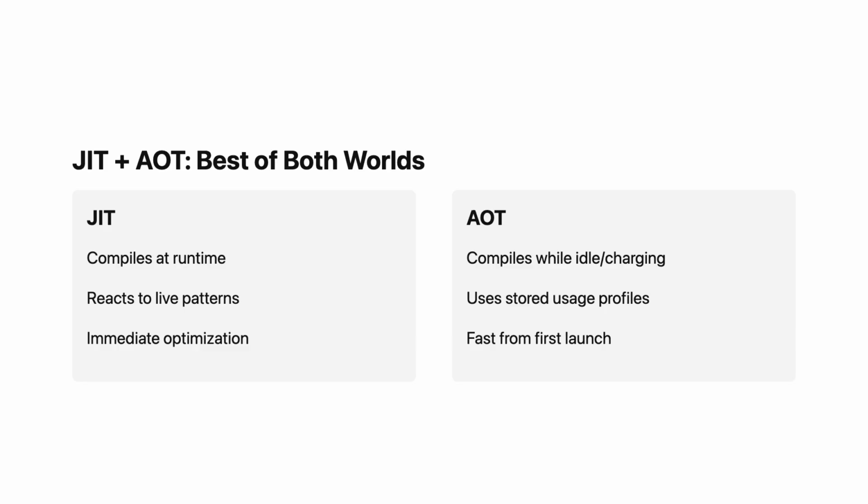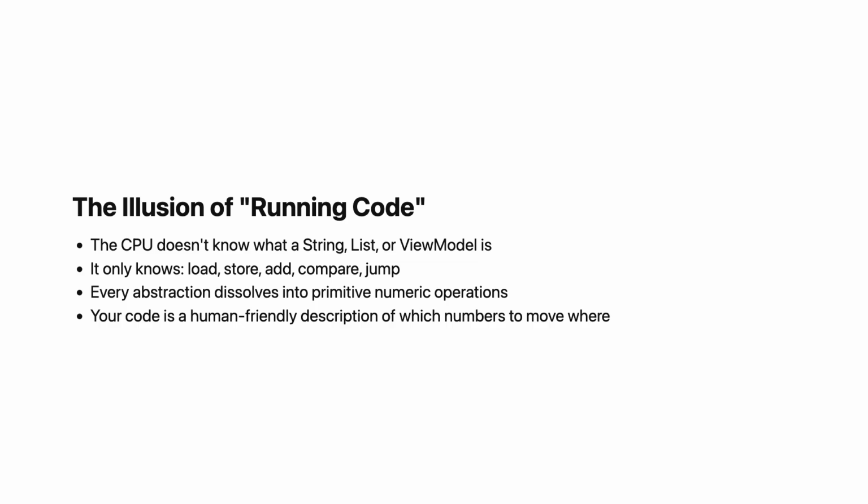When you look at your Kotlin code and you think about it running, you probably imagine the computer somehow understanding your logic, following your if statements, evaluating your expressions. But that is an illusion, a beautiful, useful illusion, but an illusion. What is actually happening is numbers being moved between tiny storage slots. The CPU does not know what a string is. It does not know what a list is. It has never heard of a ViewModel.